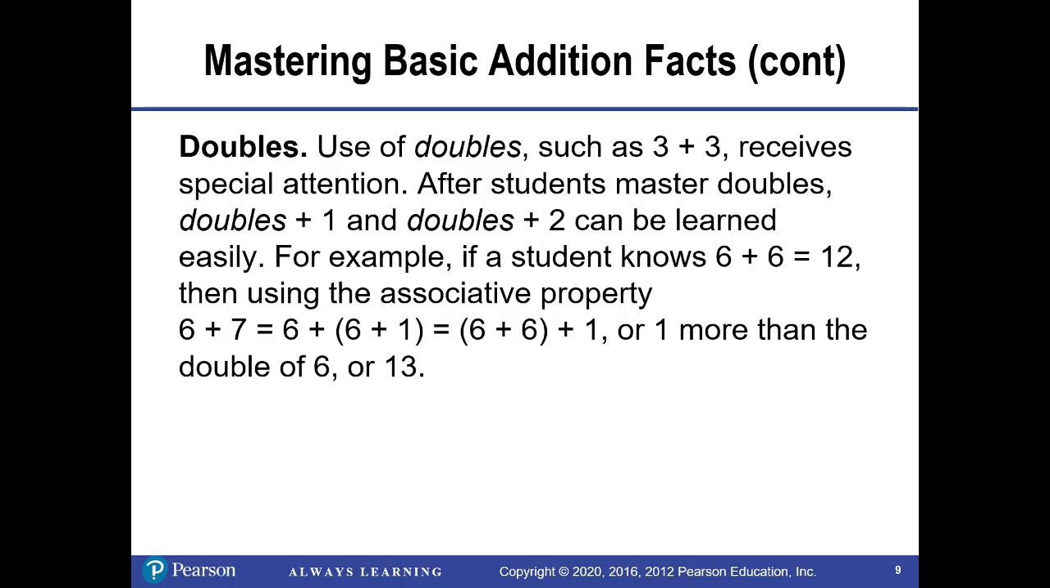And students can then, once they get strong with doubles, realize that something like 6 plus 7 is really the double of 6 and then one more. 5 plus 7 is the double of 5 plus 2 more. A little harder one, 12 plus 13 is the double of 12 and one more. 12 plus 14 is the double of 12 and 2 more.